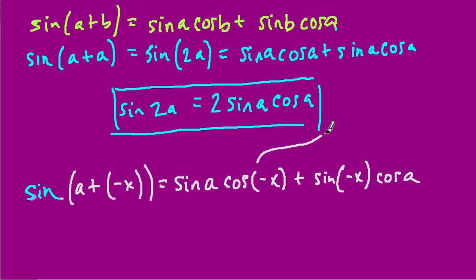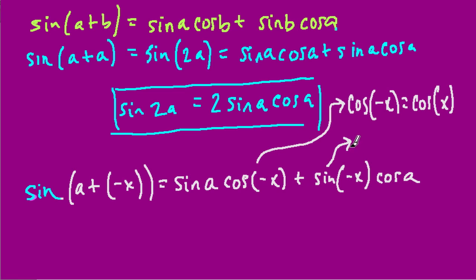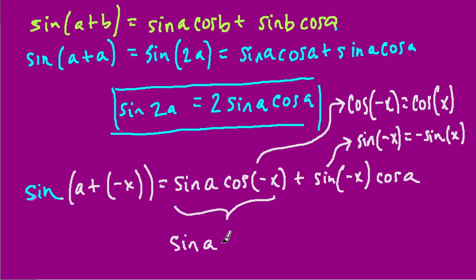Now, from other videos we talked a little bit about why the cosine of negative x equals the cosine of positive x. It has to do with cosine being an even function, you can see on the unit circle. And the sine of negative x is different, it's an odd function, so that equals negative sine of x. So when we rewrite this first term, we get sine of A times the cosine of x, and this is going to be minus sine of x cosine of A.